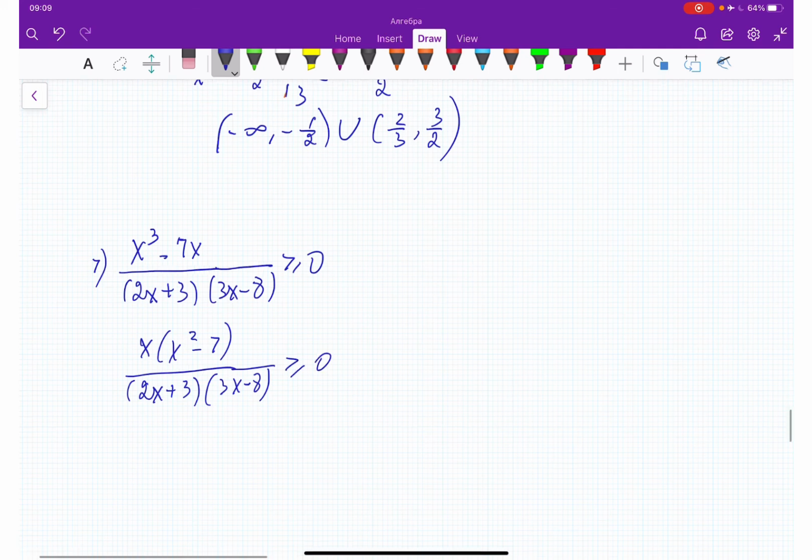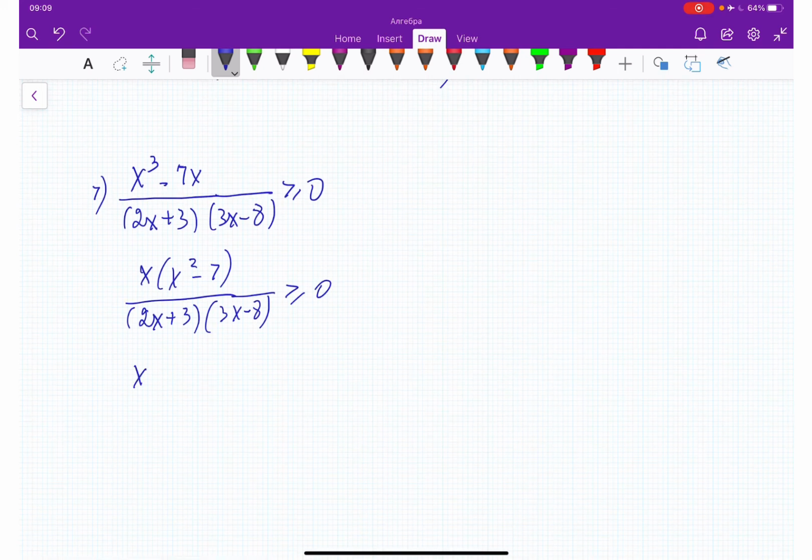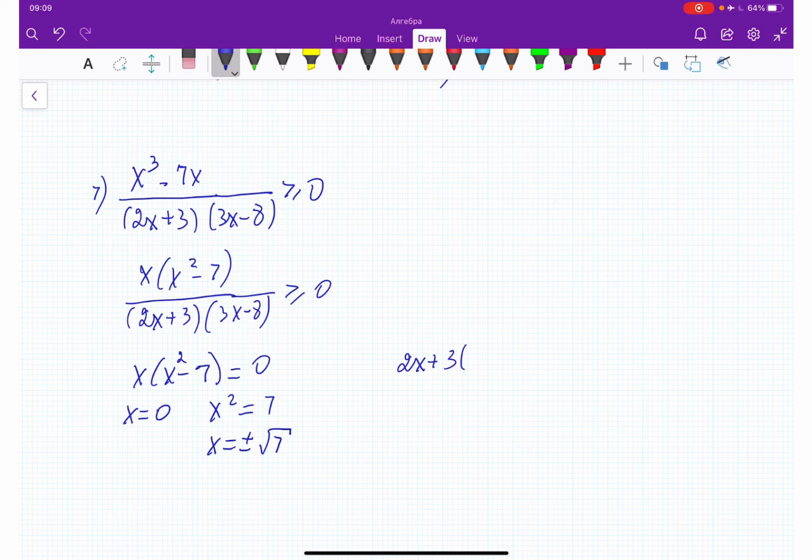Equals 0. So two choices. First is x times (x squared minus 7) is equal to 0. So either x is equal to 0 or x squared equals 7, and x is going to be equal to plus or minus the square root of 7. Right? Second one, (2x plus 3)(3x minus 8) is equal to 0. So either x is equal to -3/2 or x is equal to positive 8/3.